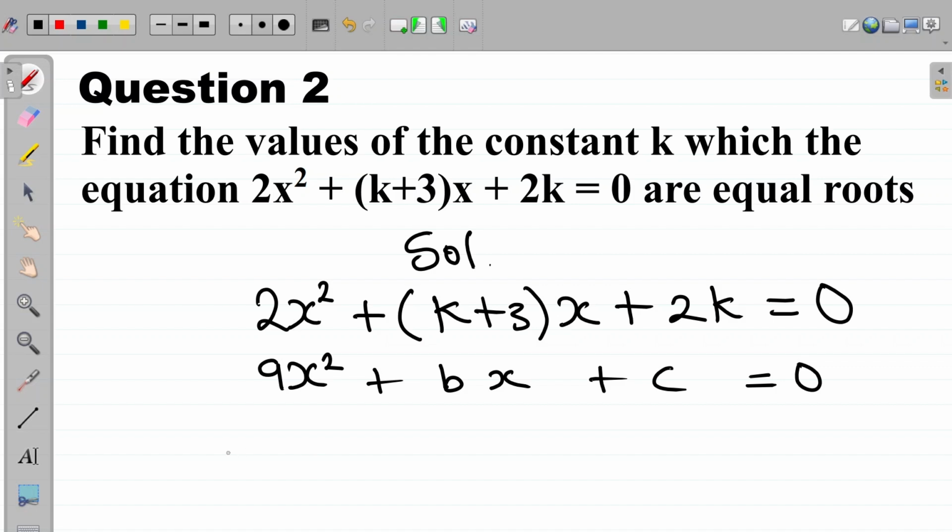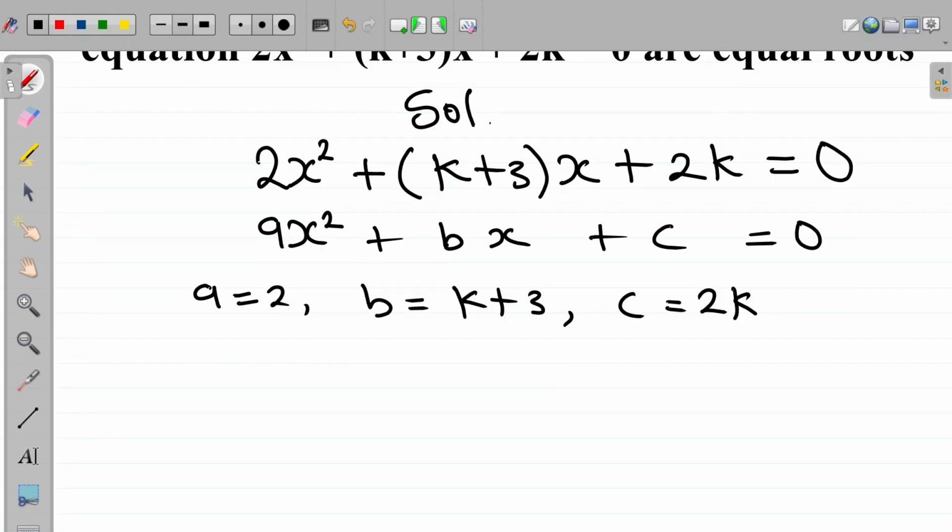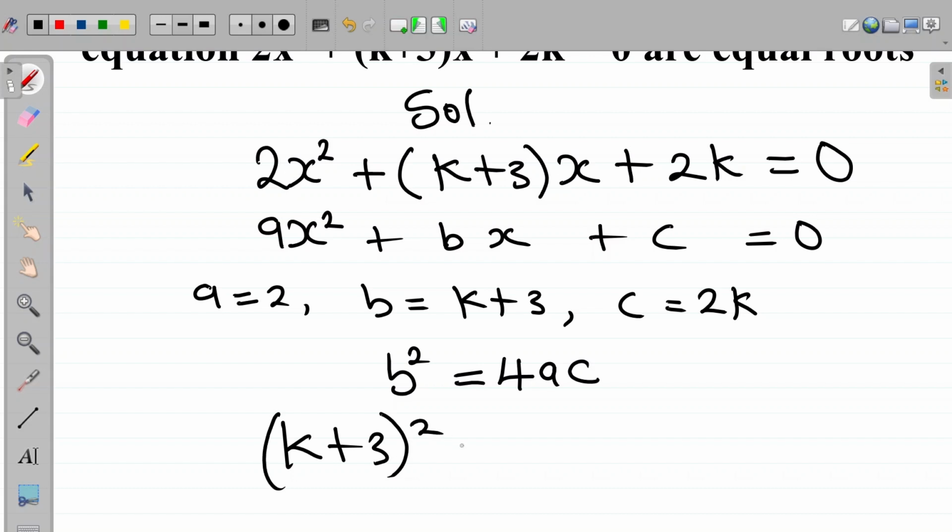Now, at this point, our equation looks like our quadratic equation. So, from comparison, a is equal to 2, b is equal to k plus 3, and c is equal to 2k. And we have established that for equal roots, b squared is equal to 4ac. So we have that k plus 3 all squared will be equal to 4 times 2 times 2k.